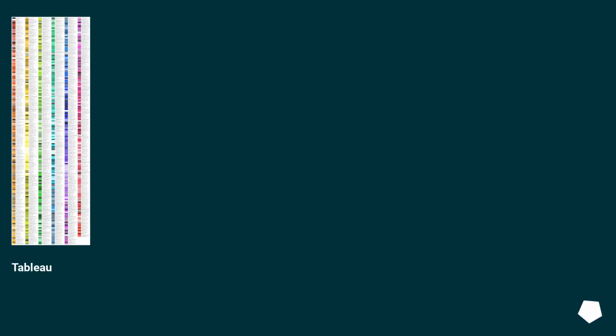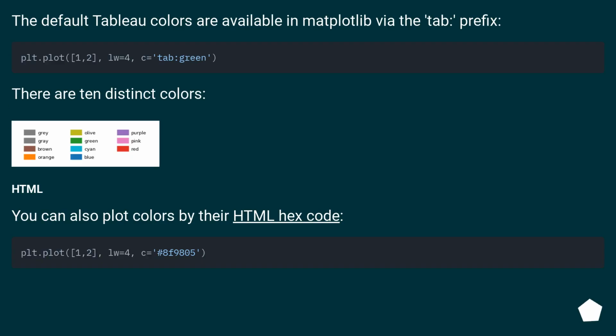Tableau. The default Tableau colors are available in matplotlib via the tab prefix. There are 10 distinct colors. HTML. You can also plot colors by their HTML hex code.